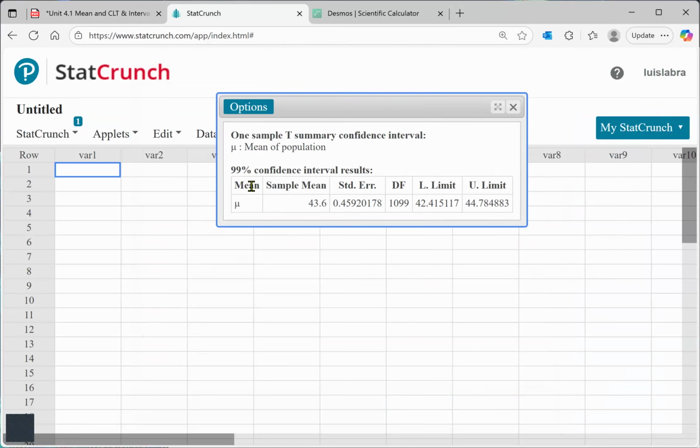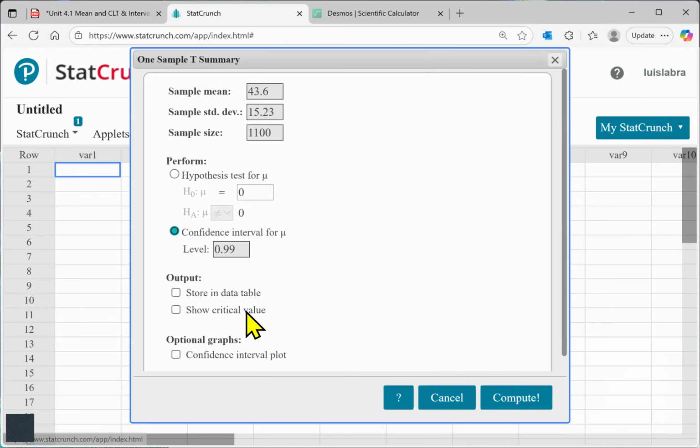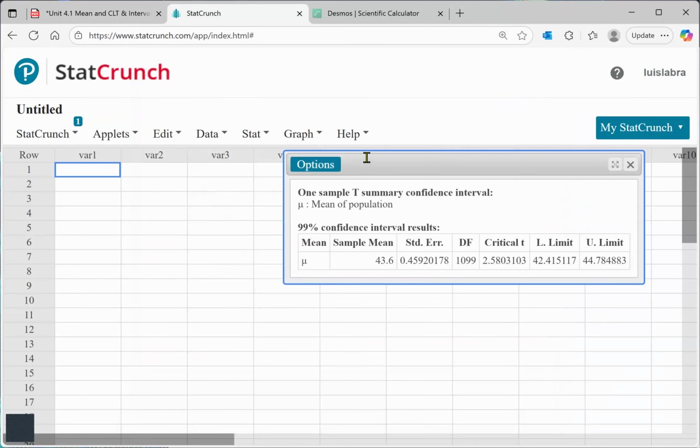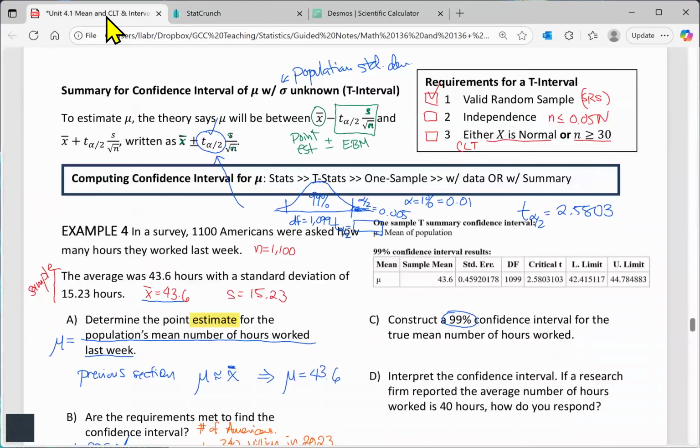All right, and there we go. We have a summary now. Notice degrees of freedom is here, and my output is 42.4 and 44.78. Remember that if you want to see the critical value, you can go ahead and select this option here, show critical value. And now you have the critical value posted here. So I have a printout of this result in our notes, and we can verify that T sub alpha over 2 is the same that StatCrunch reports. And we have our answer.